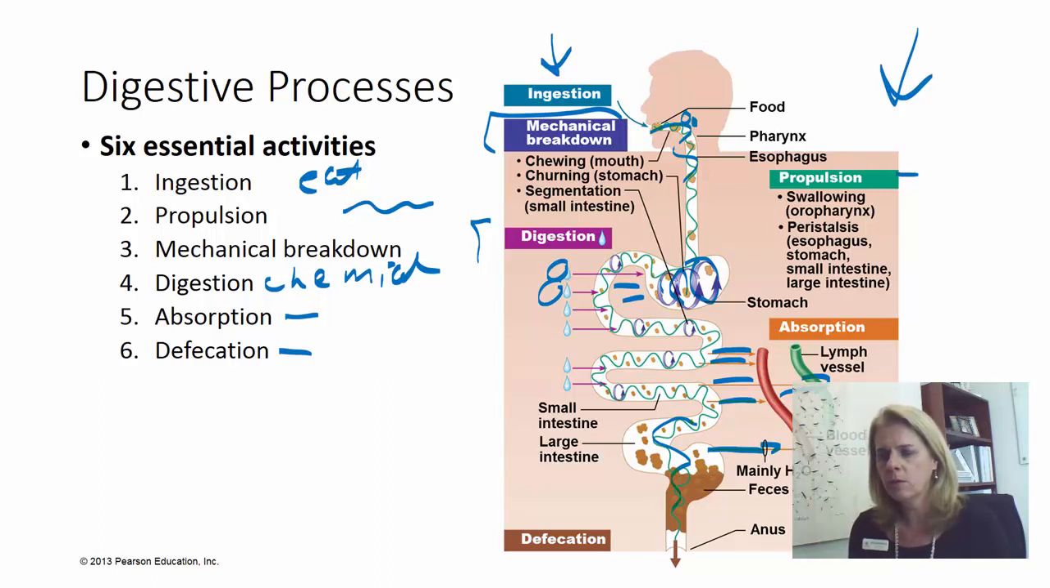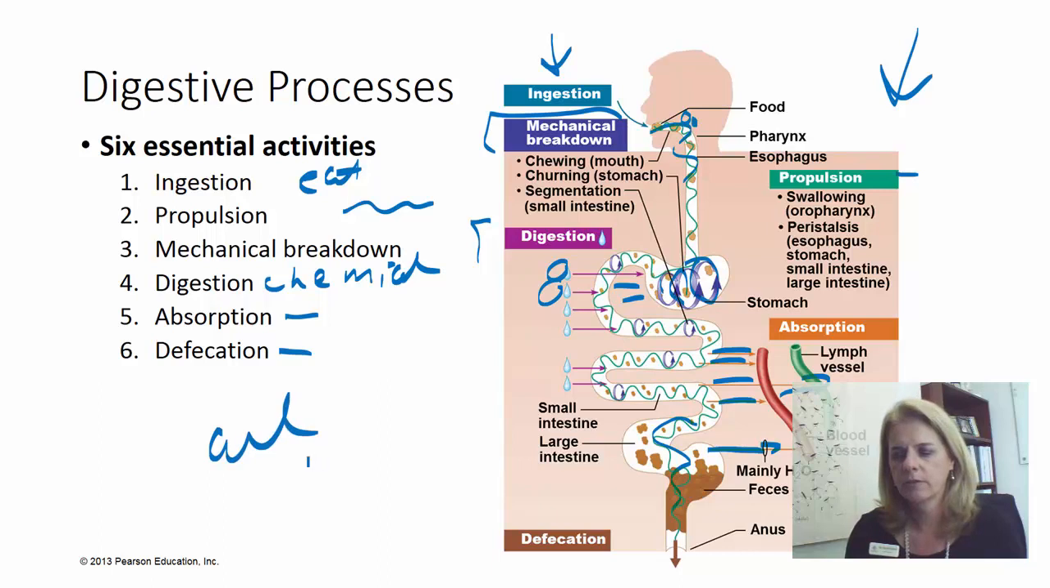So this would be one of those places where I would pull an all that apply question, so in the stomach, which of the 6 essential activities are going on? Okay. In the small intestine, which of the 6 essential activities are going on? So this is definitely a good place for all that apply.